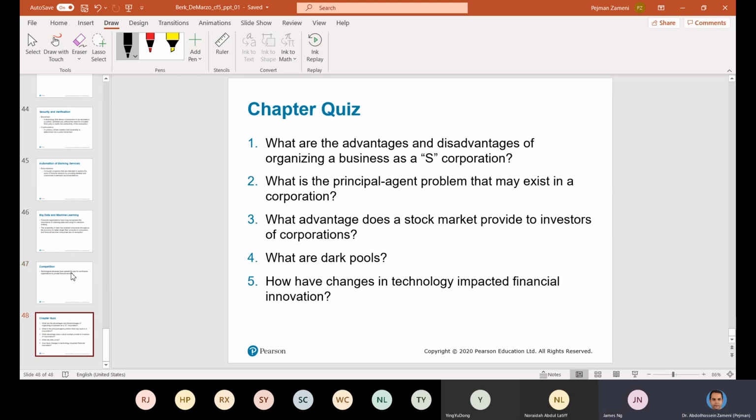Okay, here we got some questions. What are the advantages and disadvantages of organizing a business as an S corporation? And question 1 up to question.